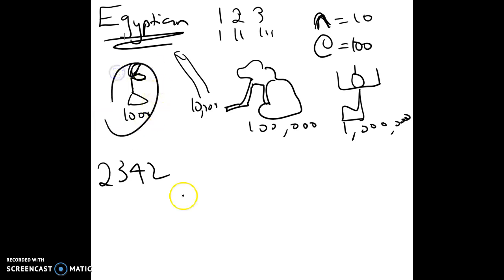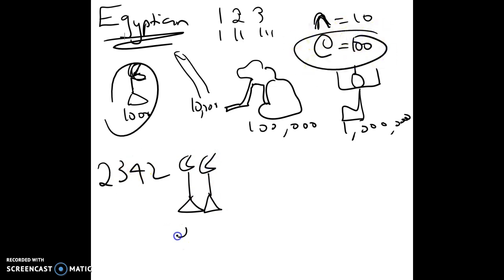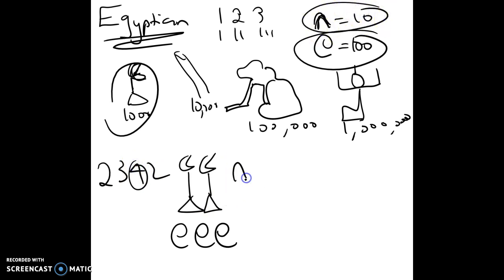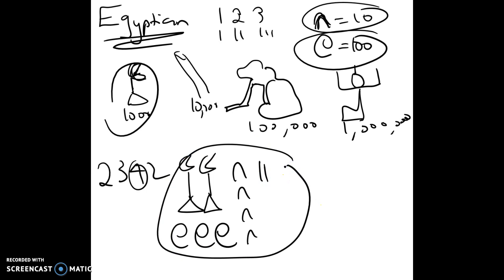So I would draw 2 lotus flowers. And then 300 would be 3 snakes. So if I wanted to, I could just draw those 3 snakes down here. They wouldn't have to be in any order. 40 would be 4 heel bones. So again, as long as I have them, I'm good. And then 2 sticks. And so if you look at this, it's kind of an additive system. So you'd have to add these all up.